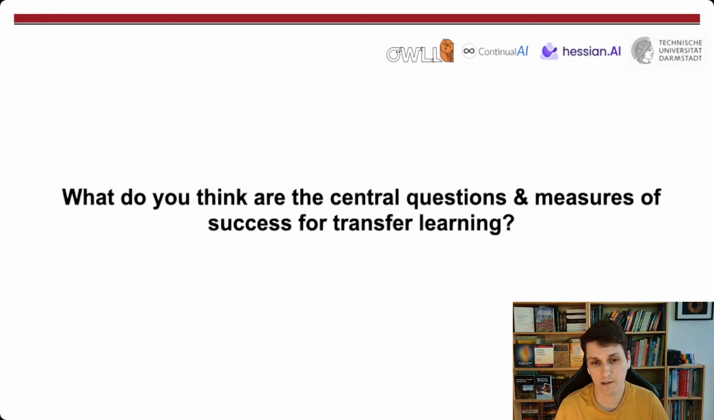So with the definitions, the boring parts, a little bit out of the way, let's talk about what you think the central questions could be and what you think the measures of successful transfer learning could be. You can again feel free to chat or reply. We've just seen that the quite crucial part is that we can have shifts in the domain, or we can have shifts in tasks. But if we consider such a shift, what would be a central question and what would be a measure of success for this?